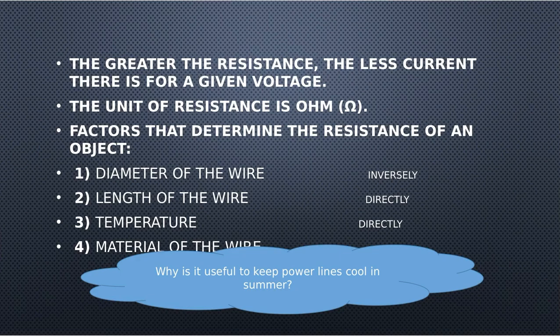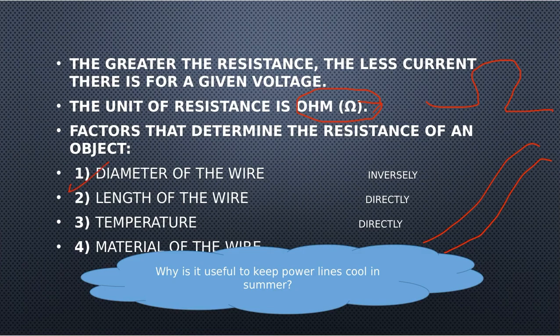What is the unit used to describe resistance? It's called ohm, OHM, and this is the sign of ohm, right? Or the resistance. Factors that determine the resistance of an object. How can I judge the resistance of an object? Number one, if you have a wire, for example, I want to determine its resistance.